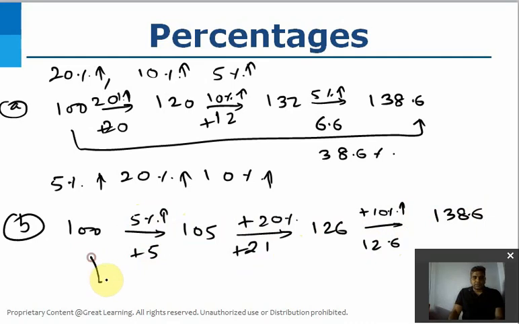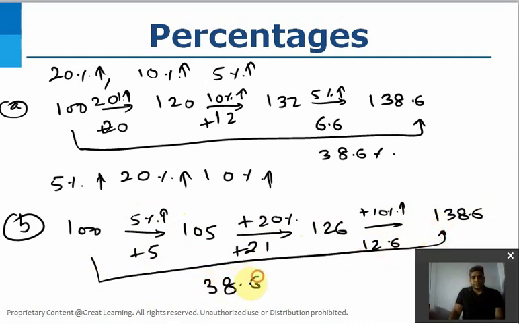In terms of percentages, this is again 38.6%. So what happens, the order doesn't matter here. Whether you take 20%, 10%, 5% and apply successive increases, or you take 5%, 20%, 10% and apply successive changes, your overall resulting change is 38.6%. It is suggested that you start with the decreasing order: first take the highest value, then the second highest, and then the third highest or lowest value.